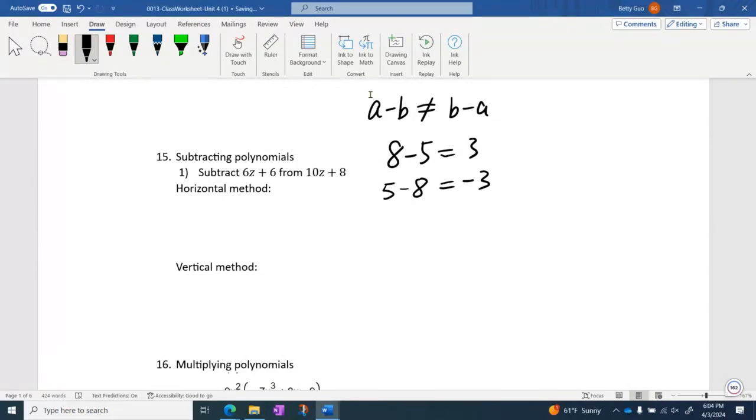Addition has the commutative property. If we switch the order of 5 and 8 in the addition, 5 plus 8, they both equal 13. But in a subtraction, we cannot just randomly switch the order of the two numbers because the order does make a difference. As you can see, 8 minus 5 is 3. If we interchange the order of the two numbers, we get the opposite. So be aware of that.